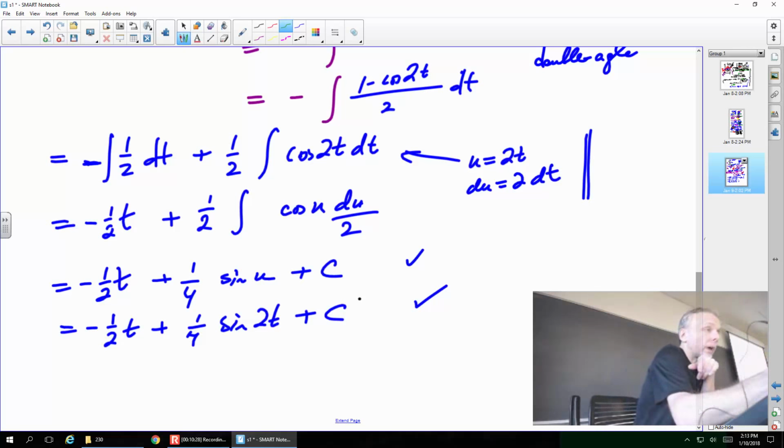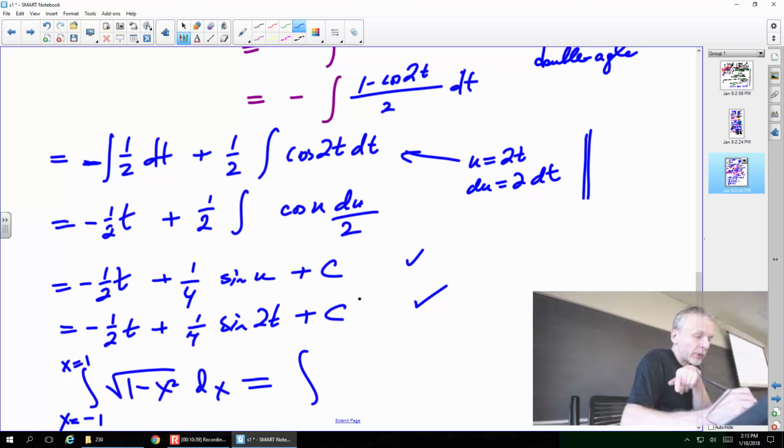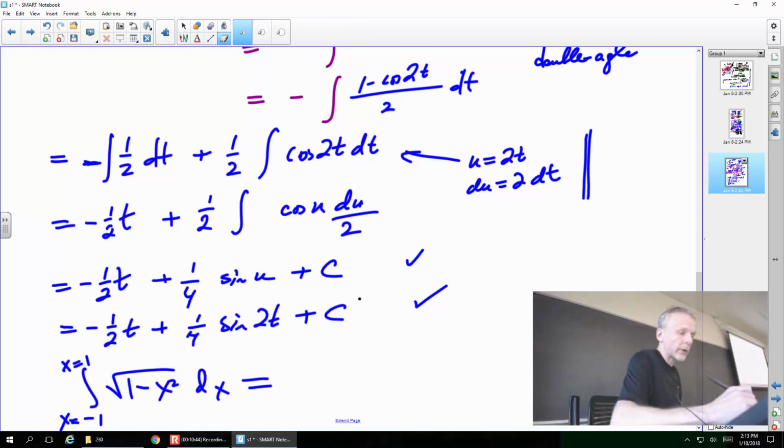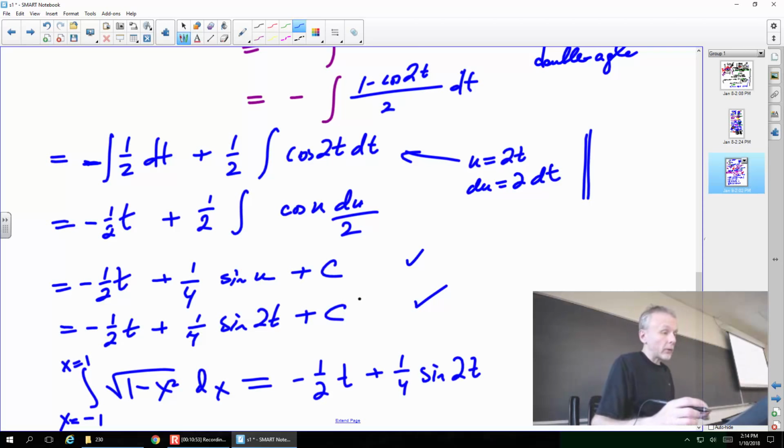Okay, so let's do that. Let me rewrite. I have my integral from x equals negative 1 to x equal 1, square root of 1 minus x squared dx. Through all these computations, we have arrived at, well, there is no integral anymore. So we have negative 1/2 t plus 1/4 sine 2t. I don't care about c anymore because this is a definite integral. Okay, so what's missing here?